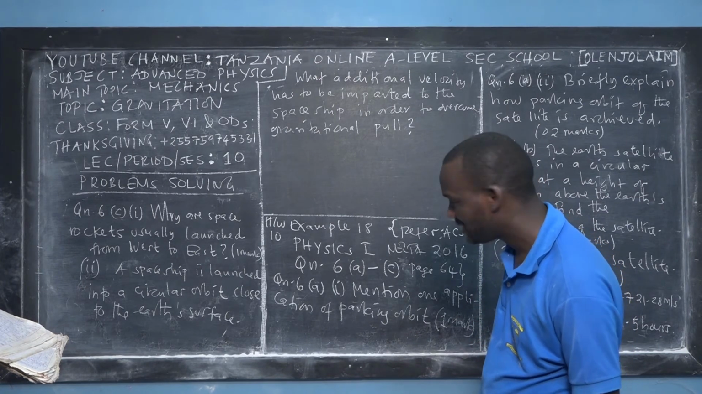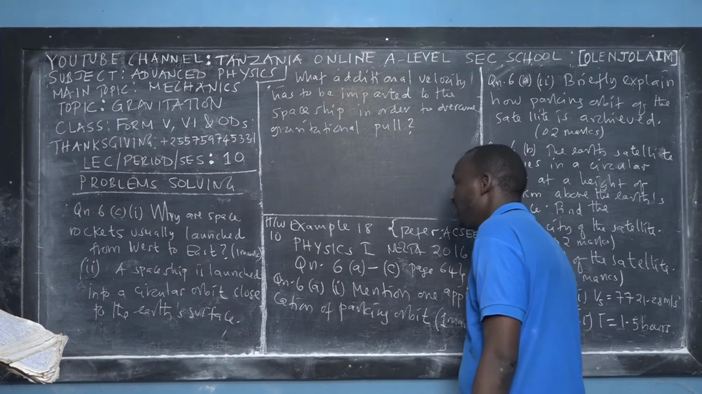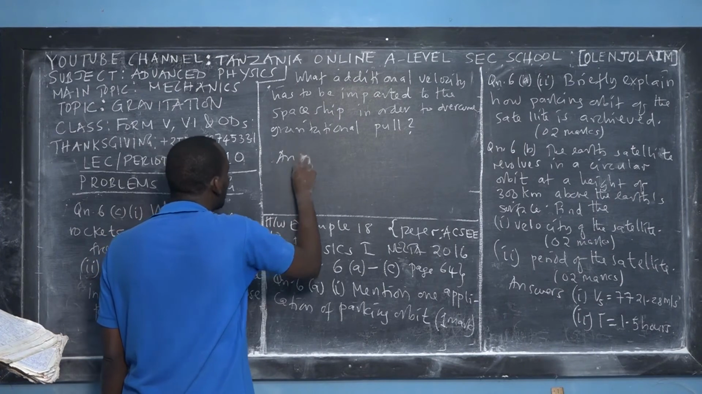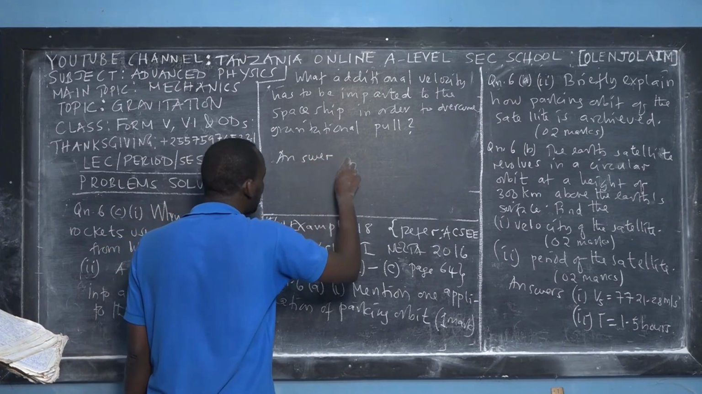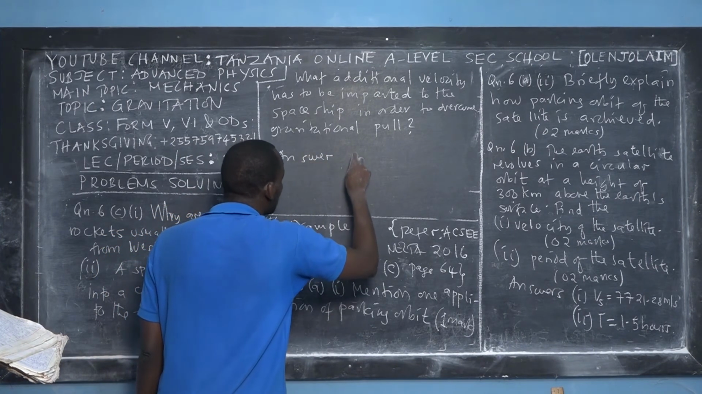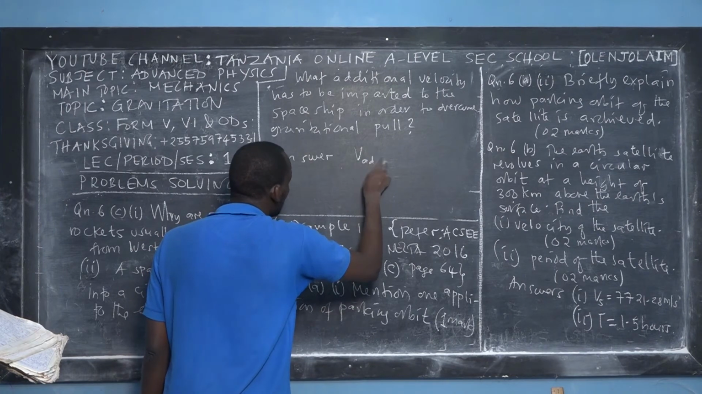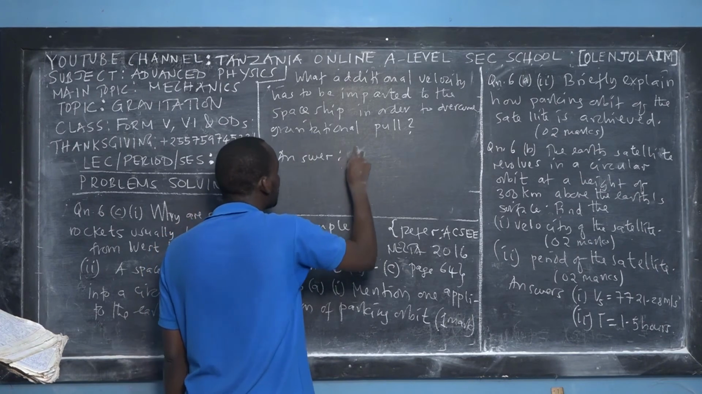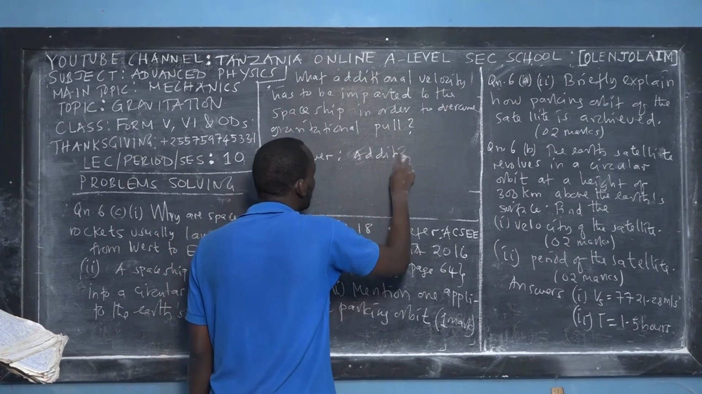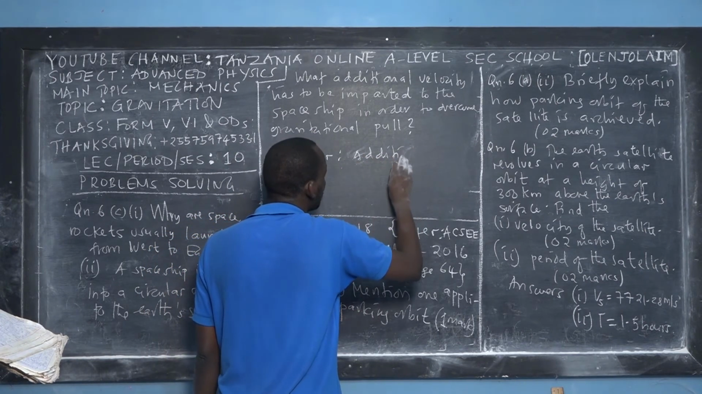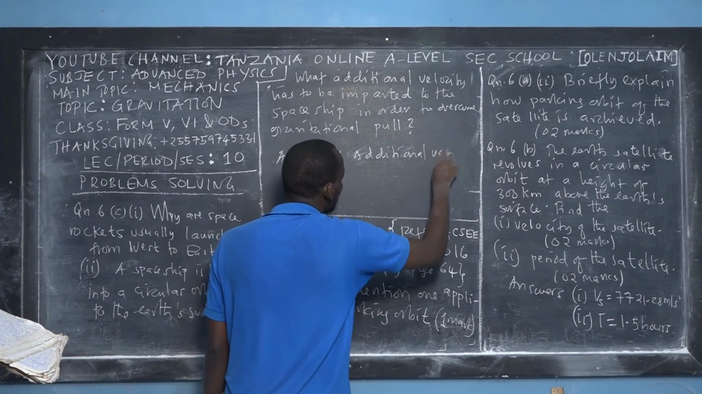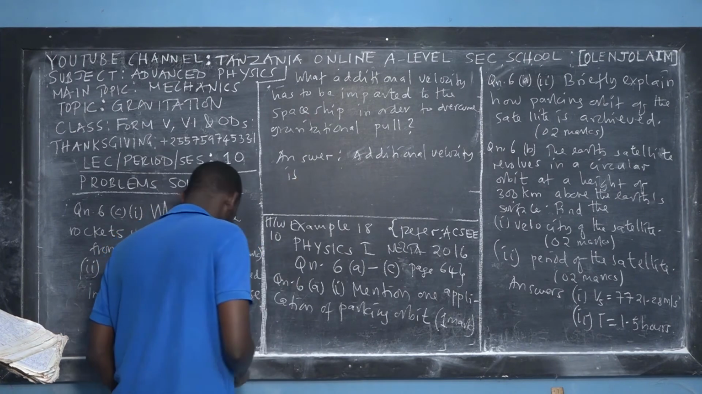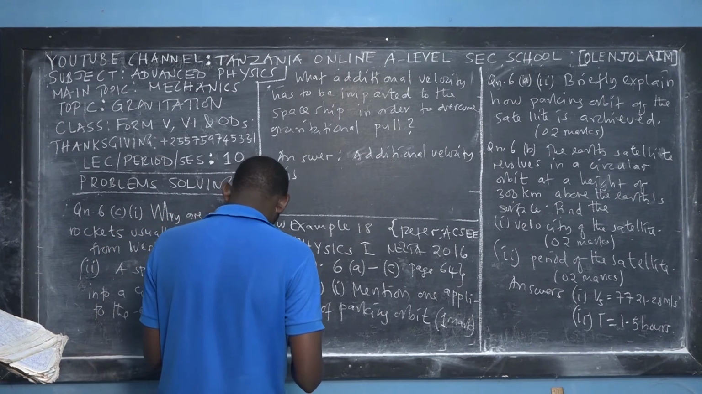I taught you. So let me give you the response, because we calculated it. So the answer to this question is what? The additional velocity is the one that we have already determined.